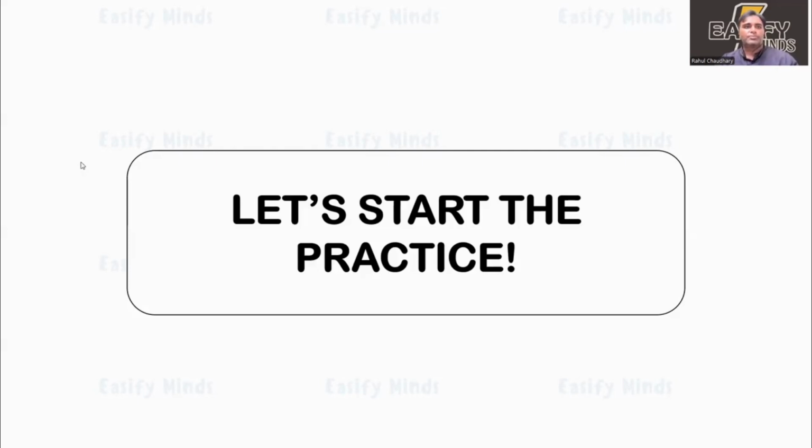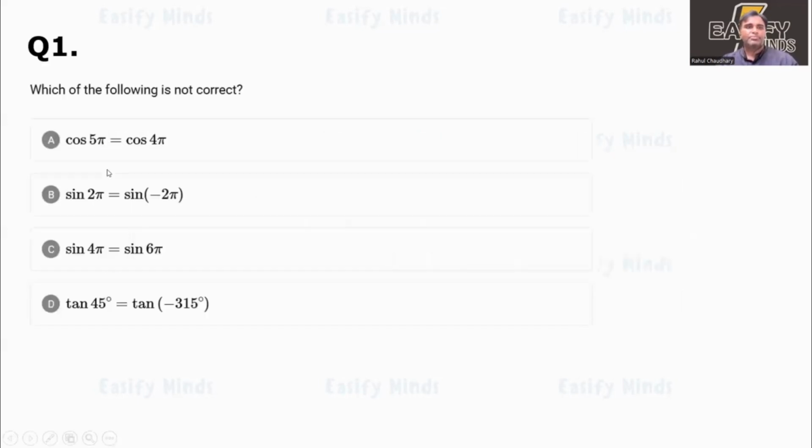So our first question for trigonometry: which of the following is not correct? Four options are given. Tell me the answer fast. These are cute questions for KCET. Yes, first option. This is very much easy. Within 10 seconds, we can solve this question.